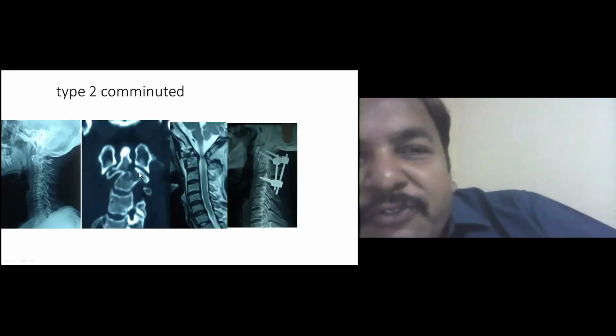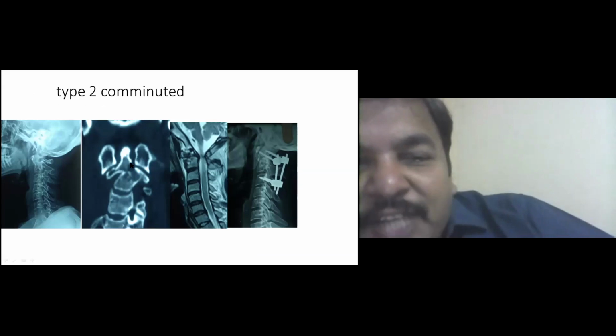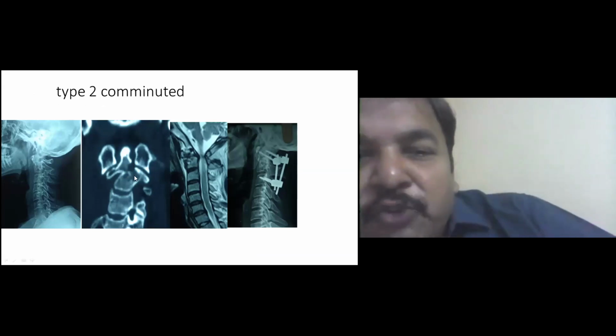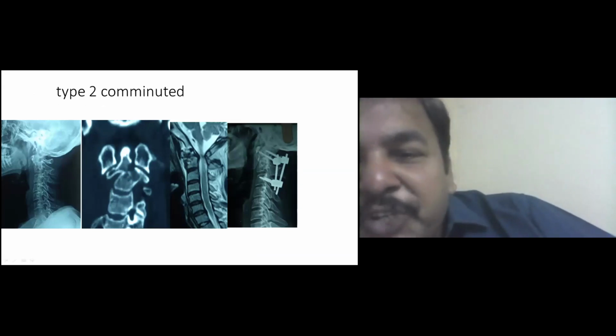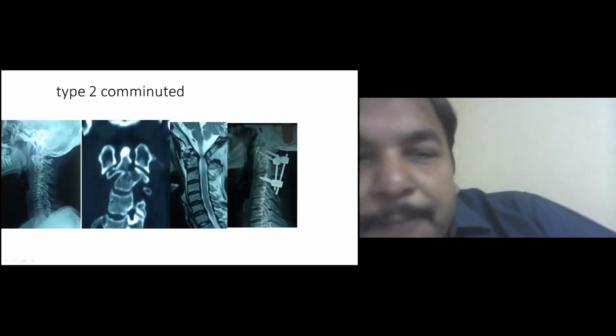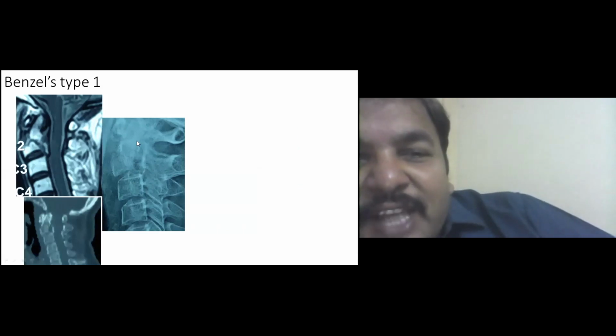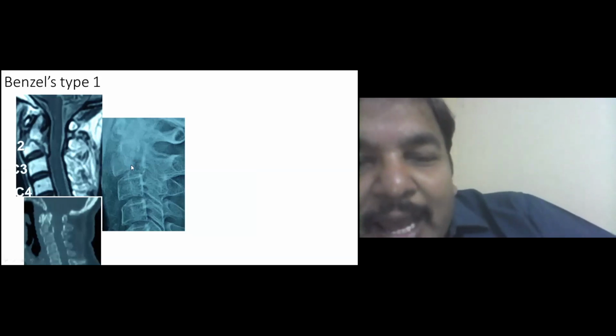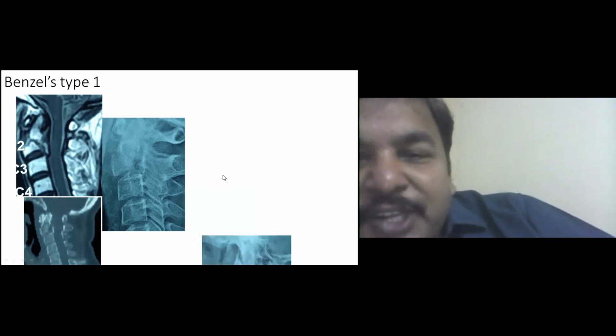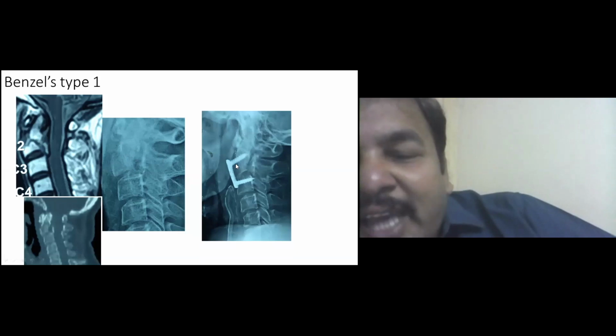This is another type 2 Benzel fracture where there is a combination involving the C2 vertebral body, and this patient was also treated with posterior C1, C3 fixation because we cannot put a screw into the fractured vertebral body. This is another case of Benzel type 1 where there is a sagittal fracture, the C2 body has fractured and is propulsed in front, and this is also supposed to be an unstable fracture, which was treated with anterior cervical fixation from C2 to C3.